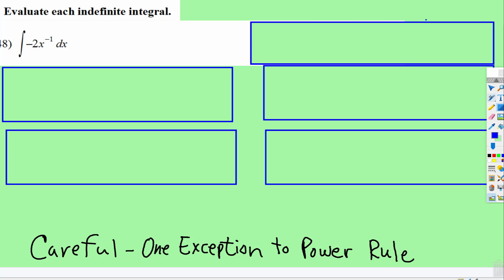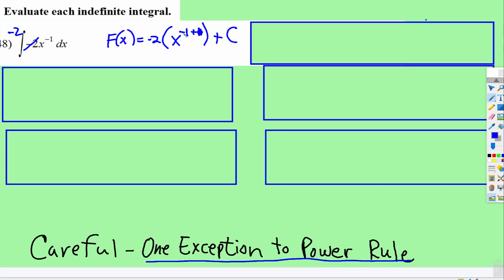Okay, we now have to be a little bit careful because there is an exception to the power rule. So this is why. Imagine we do this process: f of x, we pull out that -2, equal to -2, and then we have that x to the -1, we add 1, whoops. Well, -1 plus 1 is 0. We can't divide by 0. So anytime you have 1 over x or x to the -1, you cannot use the power rule.